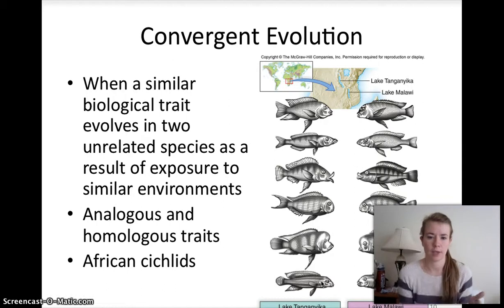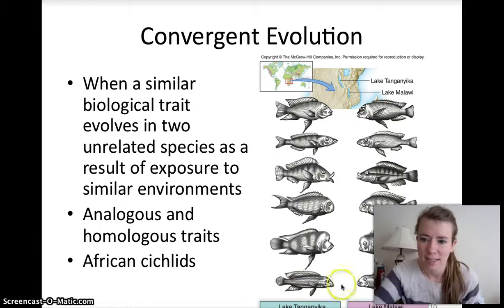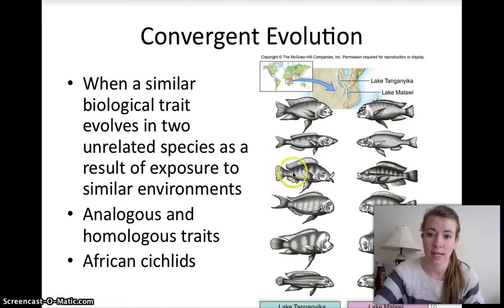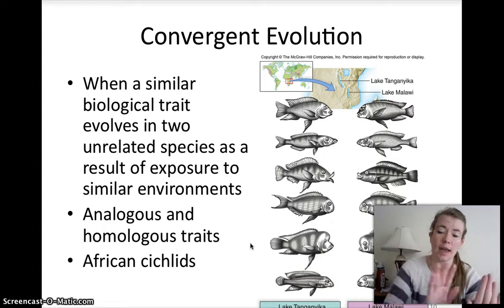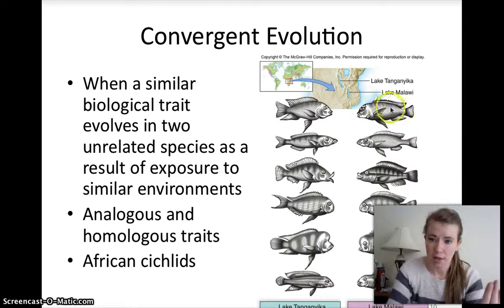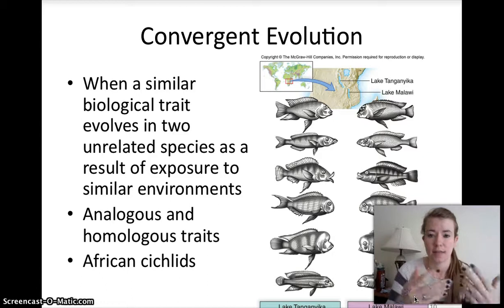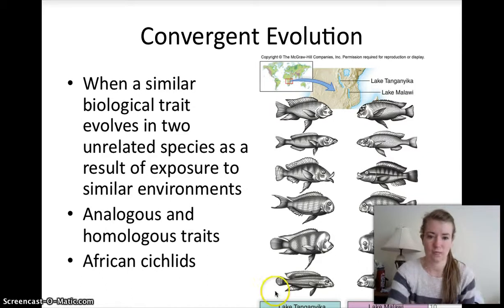A good example that your textbook gives are the African cichlids, so different group of cichlids. These guys right here, they're two different species of cichlids. One was there ancestrally, and then one moved in way after, and this is how they started off looking, and they changed over time, but eventually they ended up looking almost exactly the same because it made the most sense in their habitat for them to look that way. So that is section 17.2, modes of speciation.